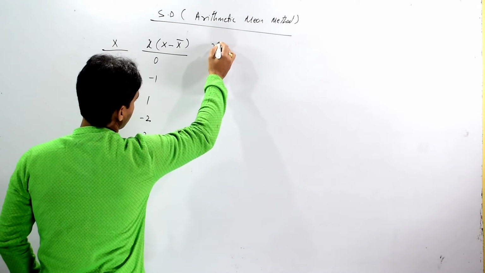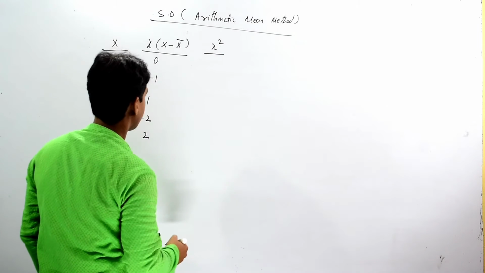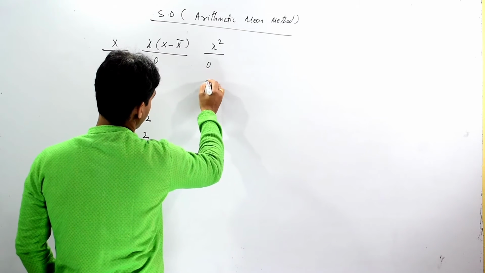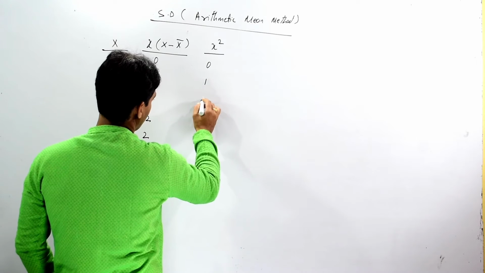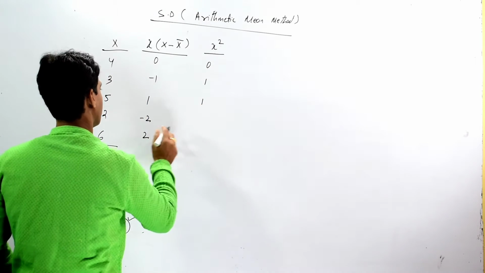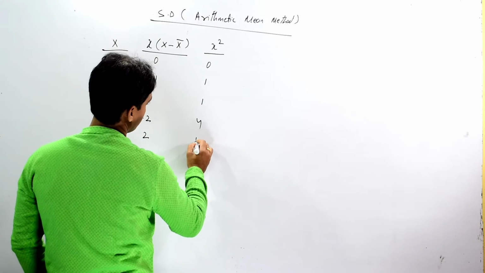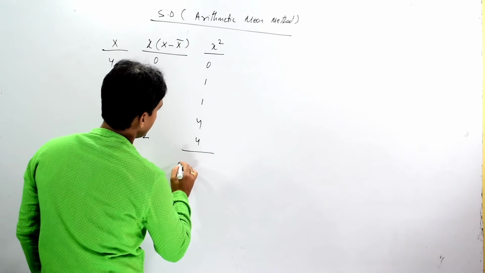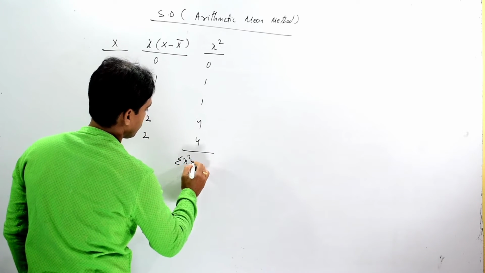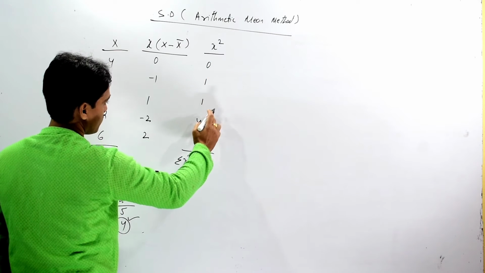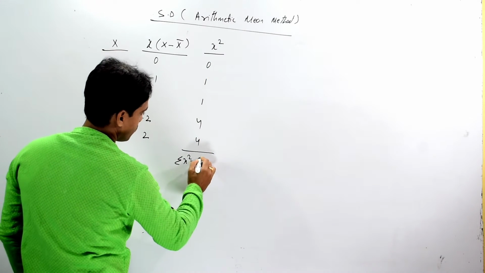Then find out small x square, that is 0 square is 0, 1 square equals 1, and 1 square is also 1, minus 2 square is 4, and 2 square is also 4. So find out the summation of small x square, that is 0 plus 1 plus 1 plus 4 plus 4, that is 10.